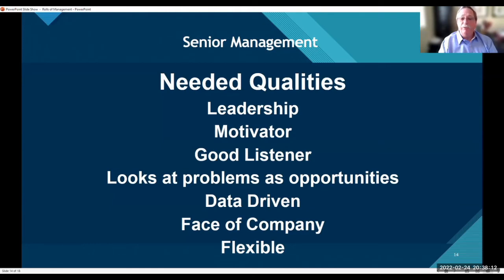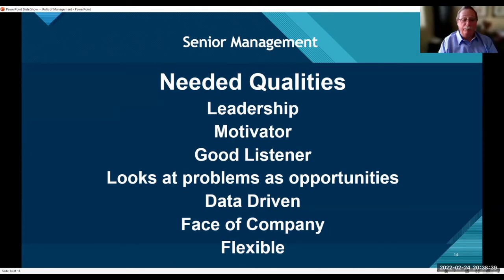And that I was there to be the motivator. I wasn't there to micromanage. I wasn't there to tell people what to do. I was there to discuss the company's goals and move forward. I needed to be a better listener. This is something I have to work on all the time, is to listen to people. Don't finish sentences for people. Listen. Take the time. Look at problems as an opportunity.